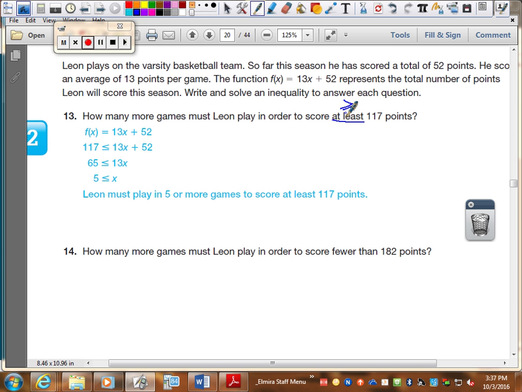So I understand why the example problem is set up the way it is. You have the function and f of x is in the beginning of it. 117 subs in for f of x. However, I think it's easier and less confusing to take the 13x plus 52, then put the inequality sign after. So if it were me, I would be, here's your function, okay? I didn't mean to cross it out.